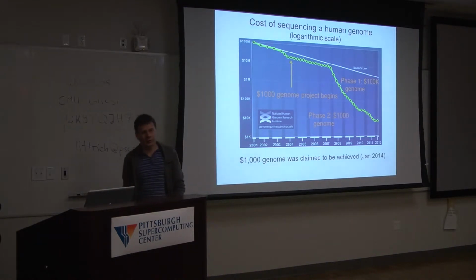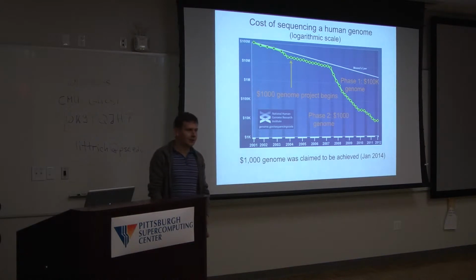So $10 times 3 billion base pairs is quite a big number, almost astronomical. And that's where the human genome got its budget from. But then, luckily, the cost of DNA sequencing was dropping really rapidly. It was following Moore's law.